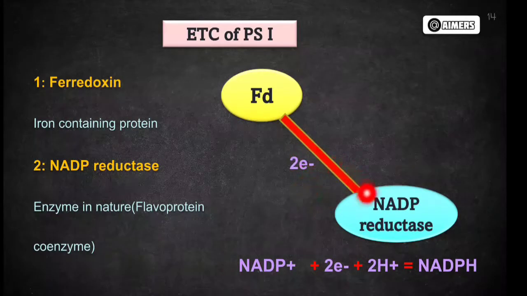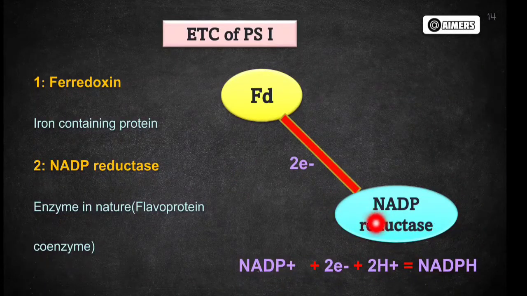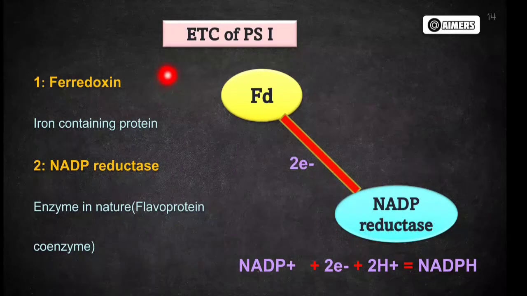These high energy electrons are transferred to NADP plus with the help of NADP reductase to make NADPH. The two hydrogen ions which were produced from water also move along the chain. So these two hydrogens, these two electrons and NADP plus all combine with the help of NADP reductase to make NADPH. Got it?